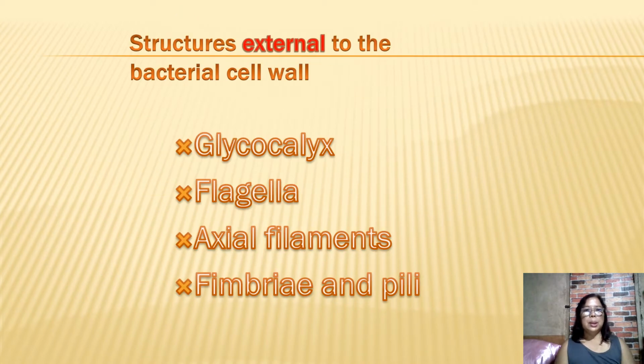So we have to discuss first the different external parts of the cell, or just simply the bacterial cell wall, which is composed of the glycocalyx, the flagella, the axial filaments, and the fimbriae or even the pili.